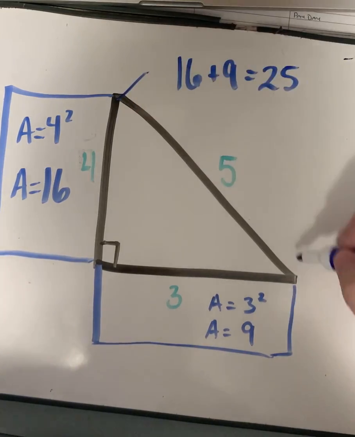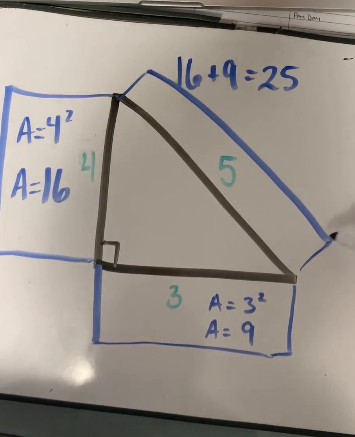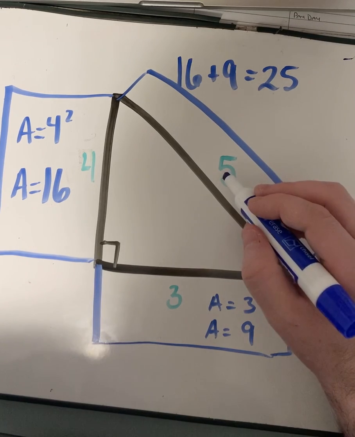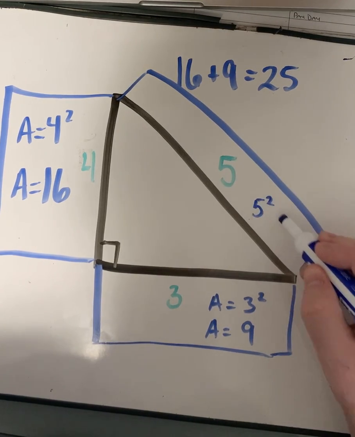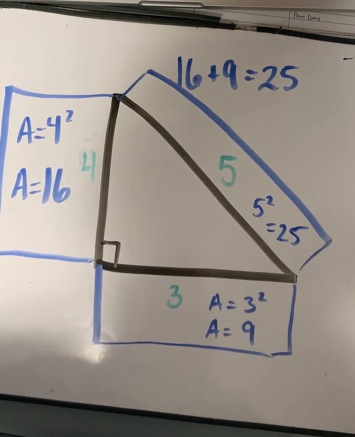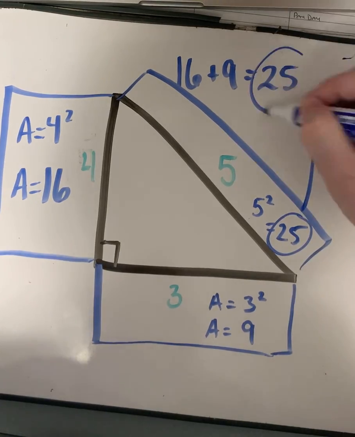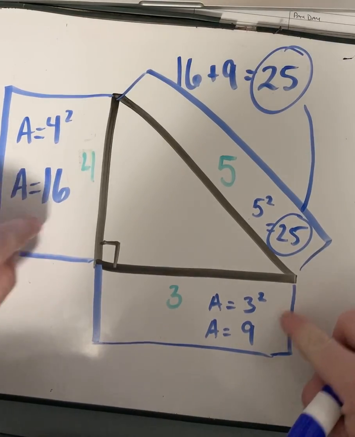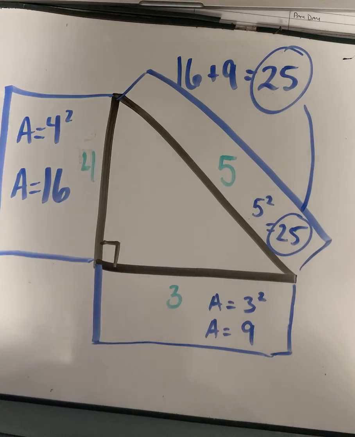Well, when we look at this square, let's just do a small rectangle, which kind of is a square. We know that this is 5. Well, 5 squared equals 25. Look at this, it's the same thing. So these two squares added up to the square on the hypotenuse.